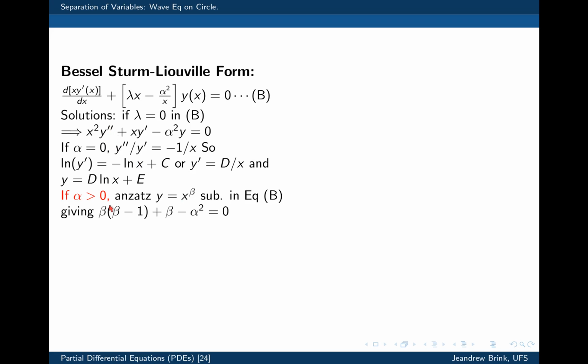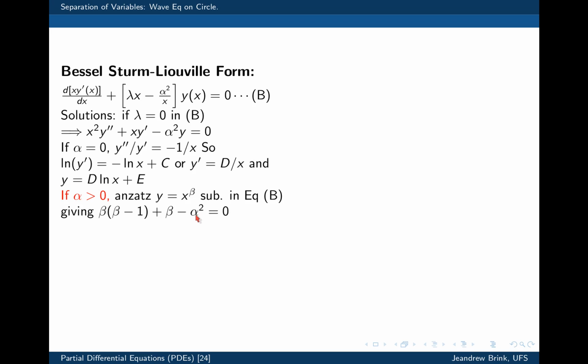So you have beta times beta minus 1, x to the beta minus 2, times x squared, so that's just x to the beta, and I've dropped x to the beta. Over here you have 1 derivative of y, so you just have beta times x to the beta minus 1, times x, so it's just beta times x to the beta, and I drop x to the beta, minus x to the beta, so you just have alpha squared. If you substitute this ansatz into that equation, you basically get this condition.